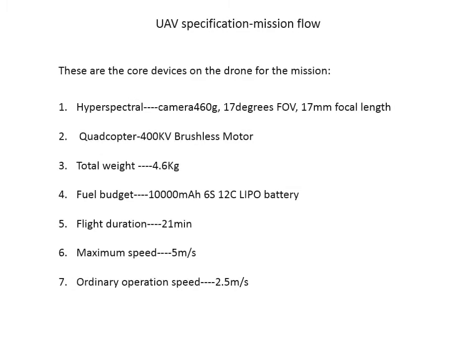Here are the parameters that we have defined for the design of the UAV. We're going to use hyperspectral cameras, and we're going to use quadcopters to provide enough power for lifting, and the total weight will be 4.6 kilograms. The total battery budget will be 10,000 mAh, and it's going to provide 21 minutes of flight duration. The maximum speed of the drone will be 5 meters per second, but the normal operating speed will be 2.5 meters per second to perform the scanning and spraying.